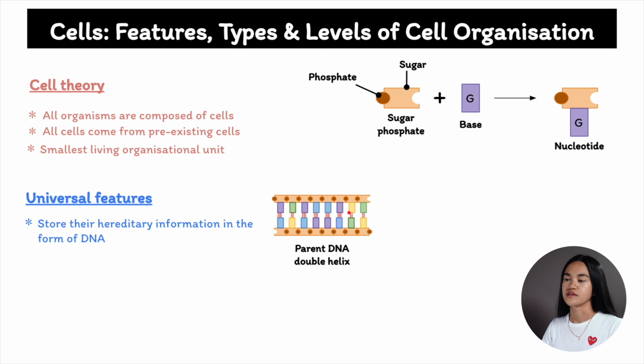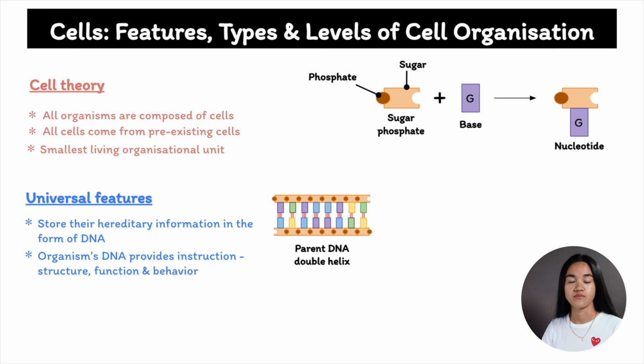The two strands of the double helix are complementary, which means only certain bases are compatible with each other. Adenine in one strand always pairs with thymine in the other, and guanine always pairs with cytosine. And we're going to break this down in another lecture. With that said, a cell's genome, the entire sequence of nucleotides in an organism's DNA, provides instructions for the cell's and organism's structure, function, and behavior.